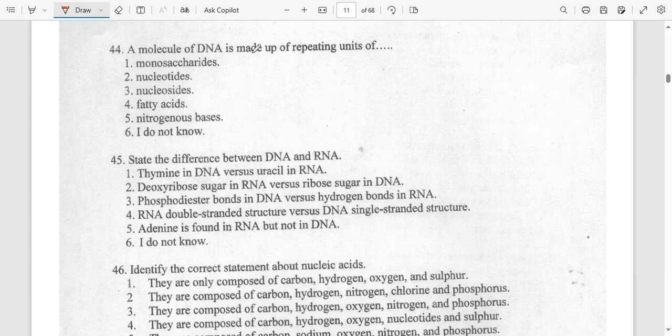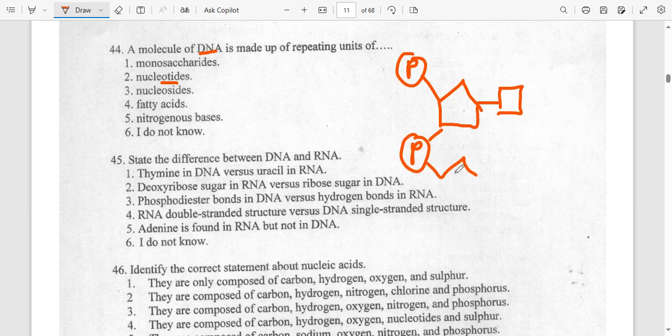A molecule of DNA is made up of repeating units of nucleotides. A nucleotide is a phosphate group, a pentose sugar, and a base. You're going to have another one: phosphate group, pentose sugar, and a base. So this is one nucleotide, this is the second nucleotide, another one, another one. You're also going to have other ones on this side, forming bonds here. Okay, so it's nucleotides. If you remove a phosphate, you have converted the nucleotide into a nucleoside.